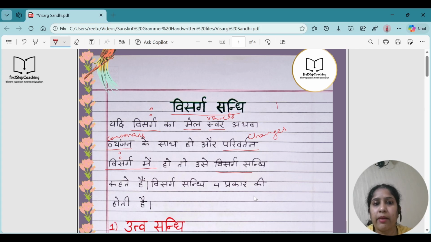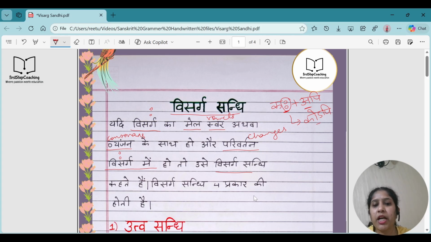I'll explain the rule later. I'm just telling you how Visarg Sandhi actually works. Suppose you have kaha plus api. The first word is ending with the visarg and then a swar is coming. If you join it, it will become ko-api. About this rule we will discuss later. I just wanted to tell you what Visarg Sandhi is. Understood? When the visarg is meeting with any swar or vyanjan and the change is happening in the visarg, like here the visarg changed to o ki matra, then it is called Visarg Sandhi.